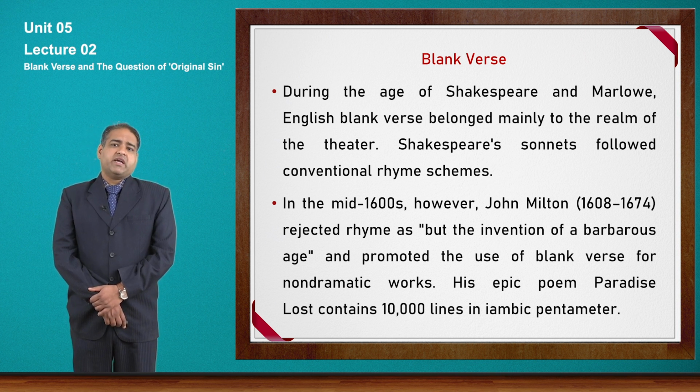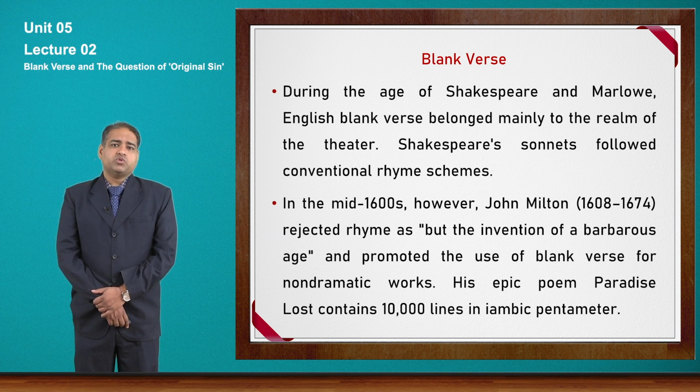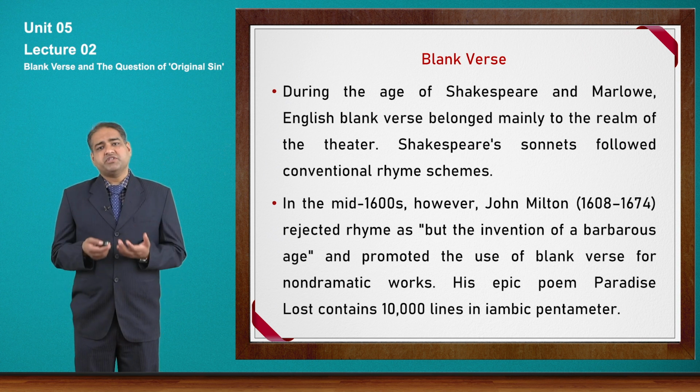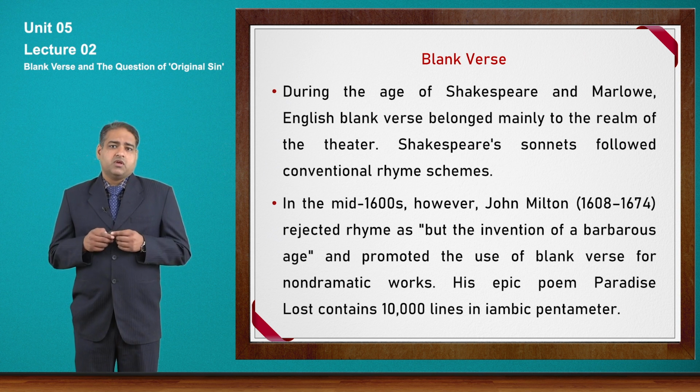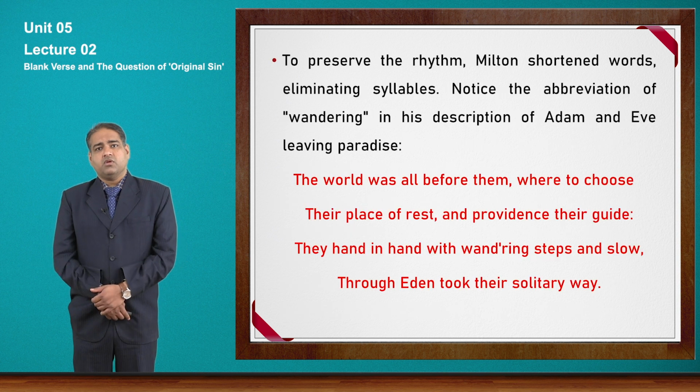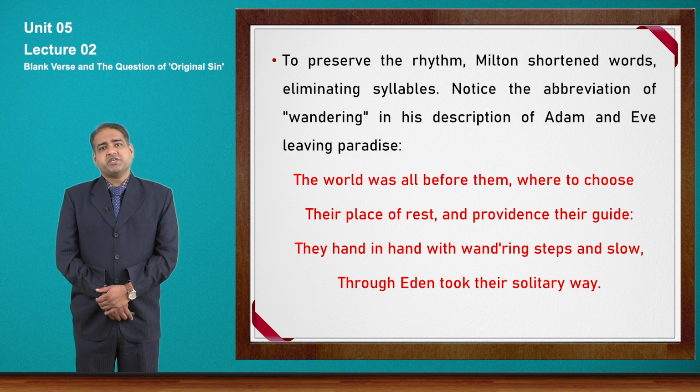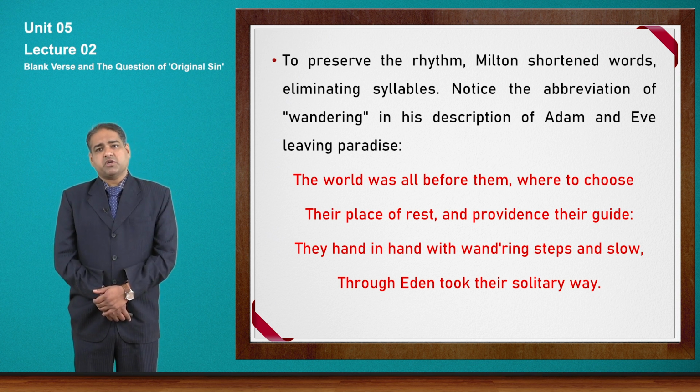His epic poem Paradise Lost contains 10,000 lines in iambic pentameter, which is in itself a very challenging work. But John Milton was able to write iambic pentameter into 10,000 lines. To preserve the rhythm, Milton shortened words, eliminating syllables. Notice the abbreviation of wandering in his description of Adam and Eve leaving paradise.